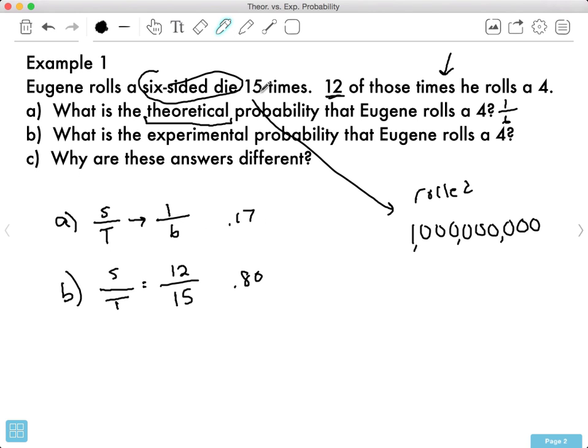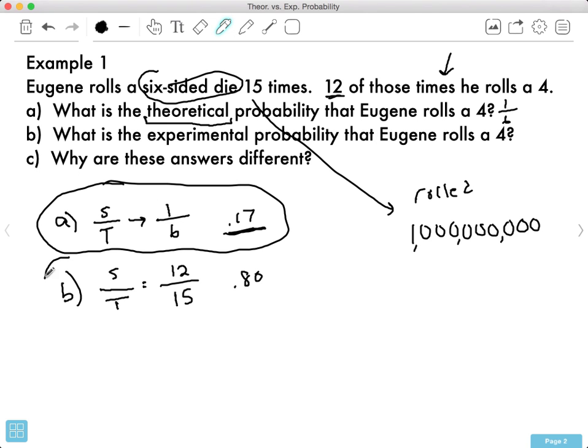You have to do a lot of trials to make sure that the randomness element is played out and that you'll end up very close to the theoretical probability. Again, assuming it's not a die that's weighted or nobody's cheating or affecting the outcome in any way. So that's the difference. Theoretical probability is what should happen. Experimental probability is what did happen in the past.